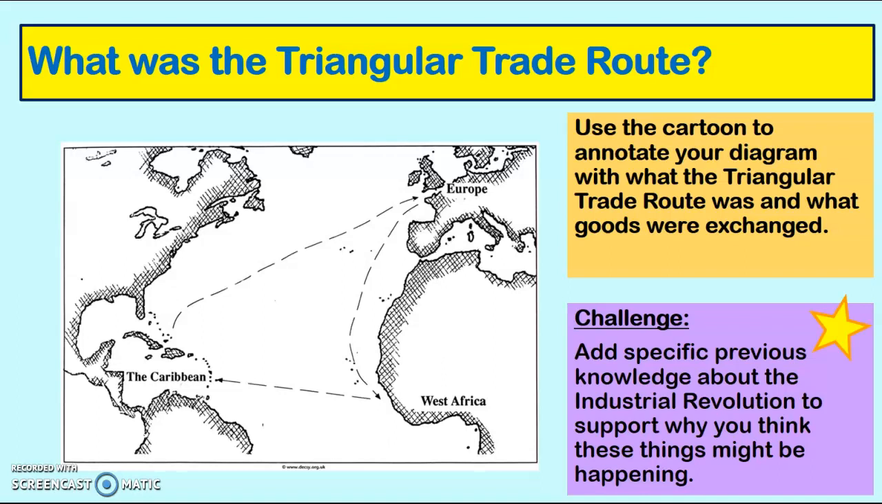It doesn't have to be a perfect map like the one on here. You could just write Europe, West Africa, and the Caribbean, and then draw the arrows between them. What's important is that you have this triangle because we're going to be adding to it. So pause there. Draw the outline of your triangular trade route, and then we will talk through it in a moment.